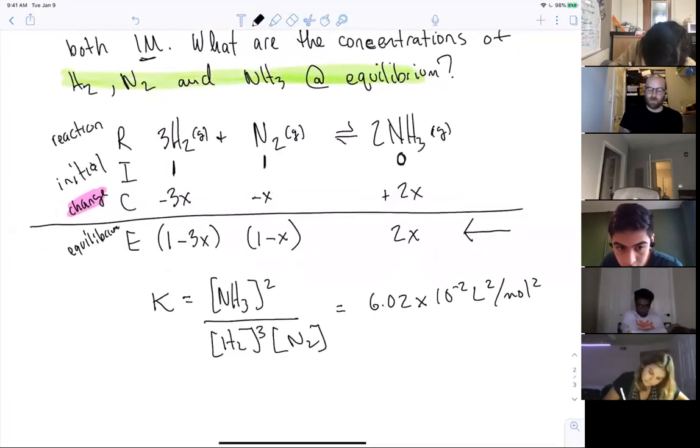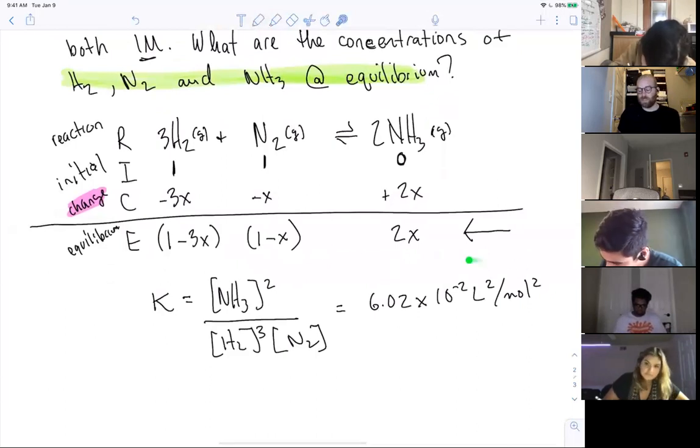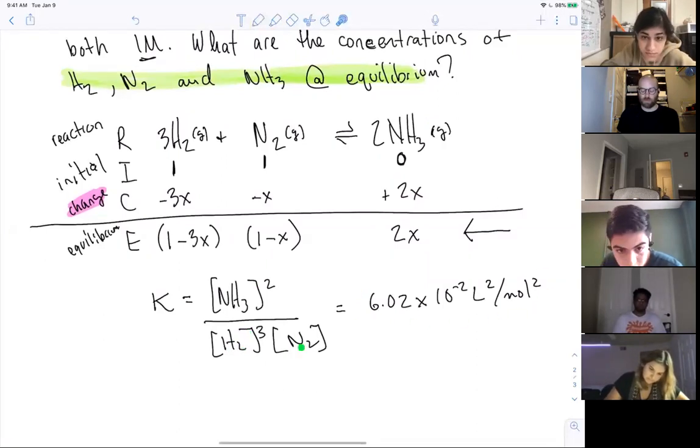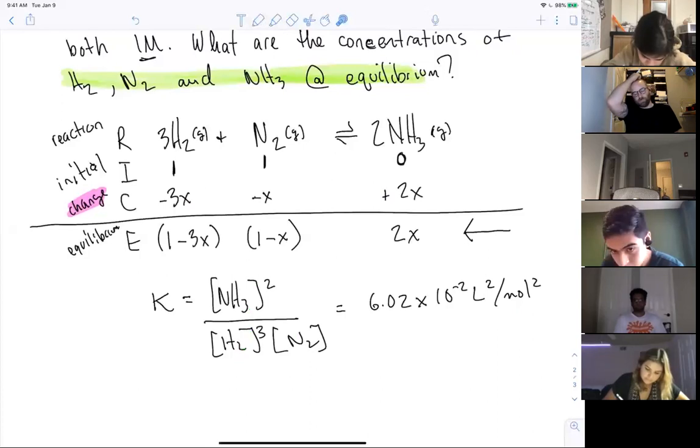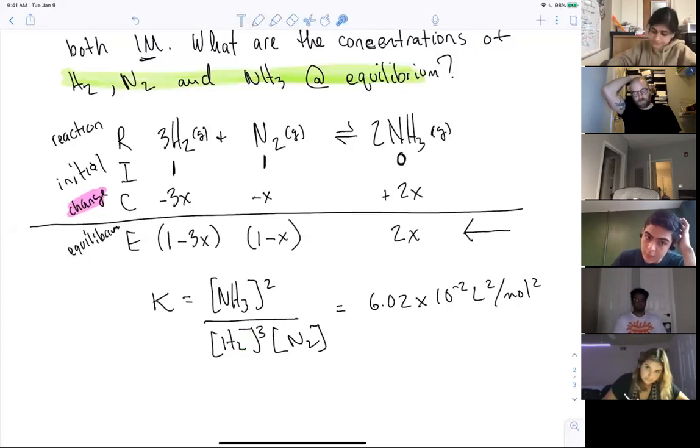And this number is constant. This is not going to change. So you can imagine that there's a lot of different values that we can plug in for hydrogen, nitrogen, and ammonia that will satisfy this equation. I could have this equal to 1, and this equal to 1, and this equal to the square root of 6.02 times 10 to the minus 2, and that will give me that number. So there's a lot of different concentrations of ammonia and hydrogen and nitrogen that will satisfy this.